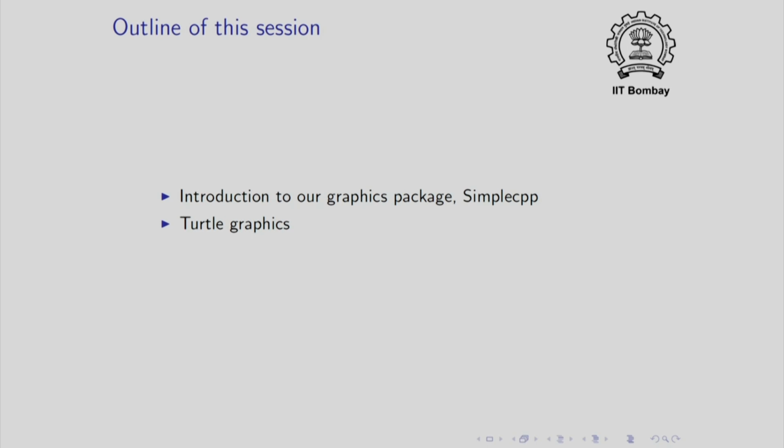The graphics package that we are going to use is called Simple CPP, and I will give you a quick introduction to this graphics package. Simple CPP supports two broad ways of doing graphics. One is turtle graphics and the other one is the so-called coordinate geometry based graphics, coordinate based graphics. In this session, I will be talking about turtle graphics.